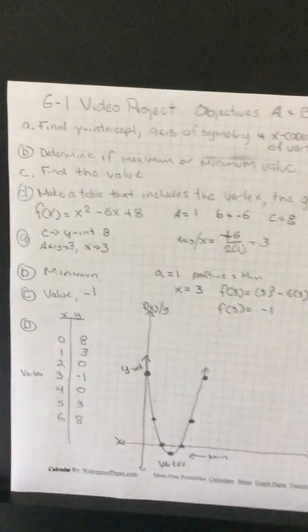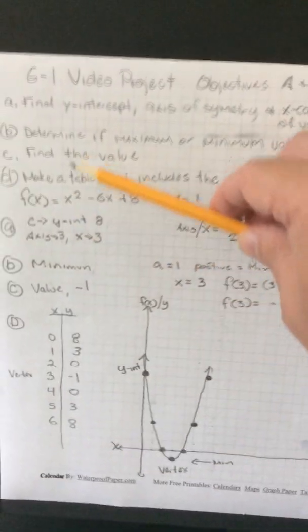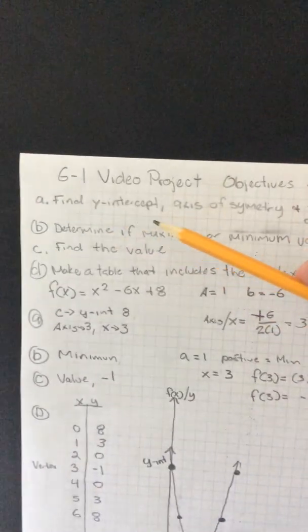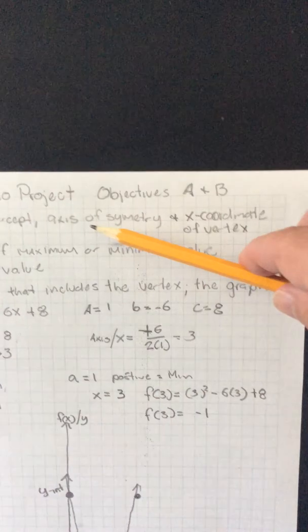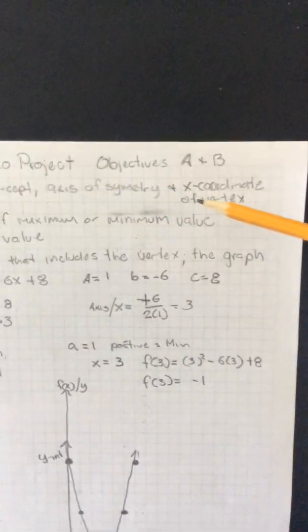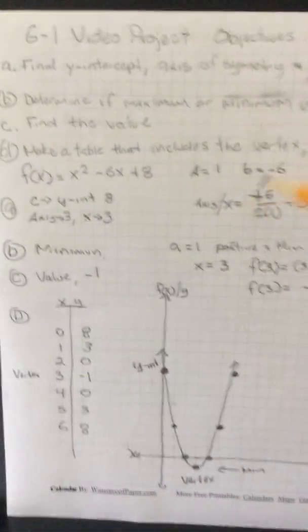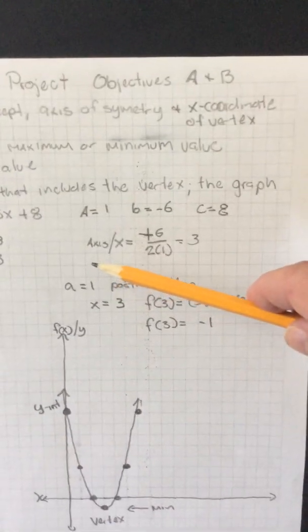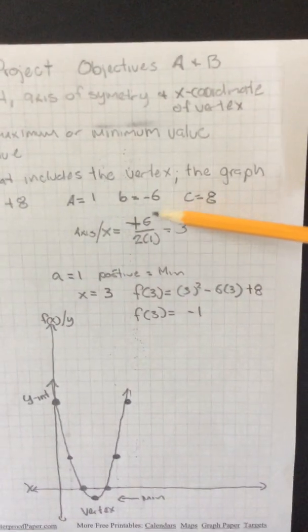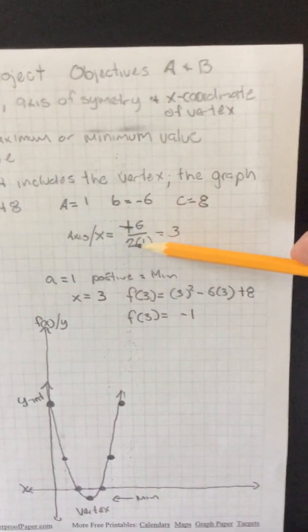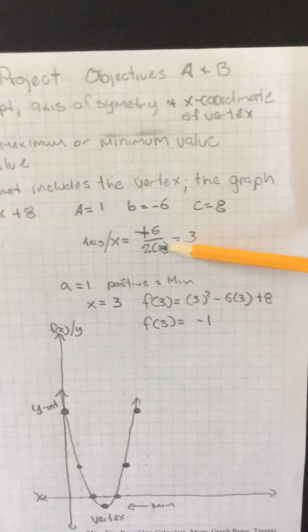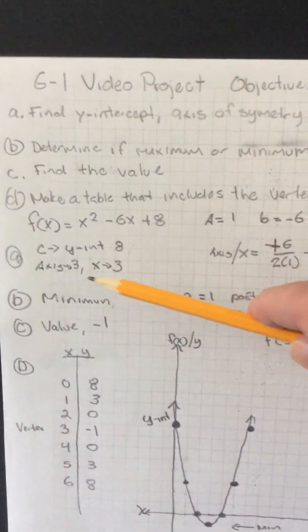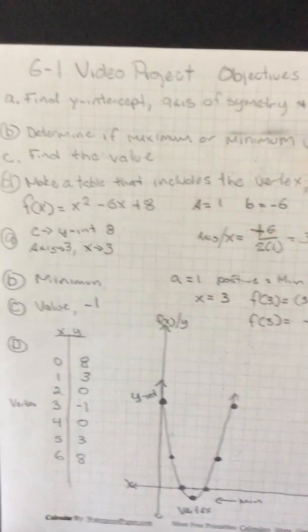Now, according to definitions, the y-intercept is the c, so that's 8, and I have fulfilled that direction right there. Next up is to ask what is the axis of symmetry and the x-coordinate of the vertex. That is simple. Both of these are found with the same formula, where I take the opposite of b, so I have a positive 6, and then I divide that by 2 times a, and a is 1, and I get 3. So the axis of symmetry and the vertex x is 3.